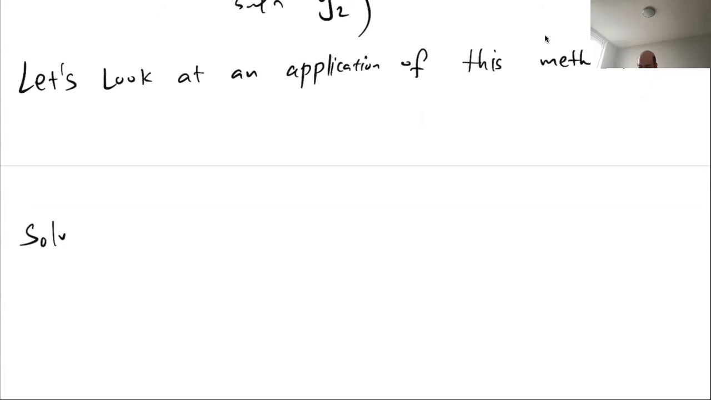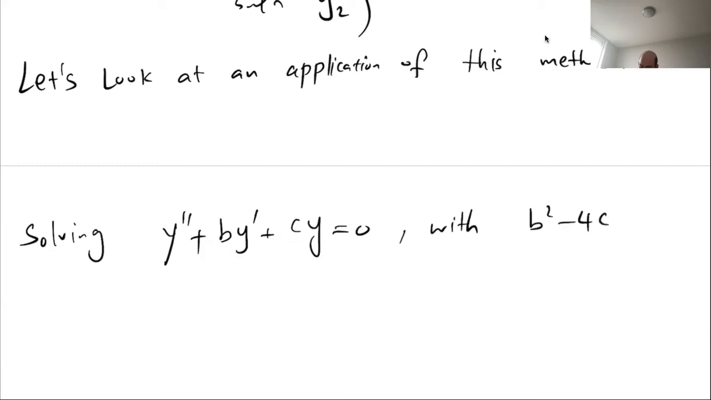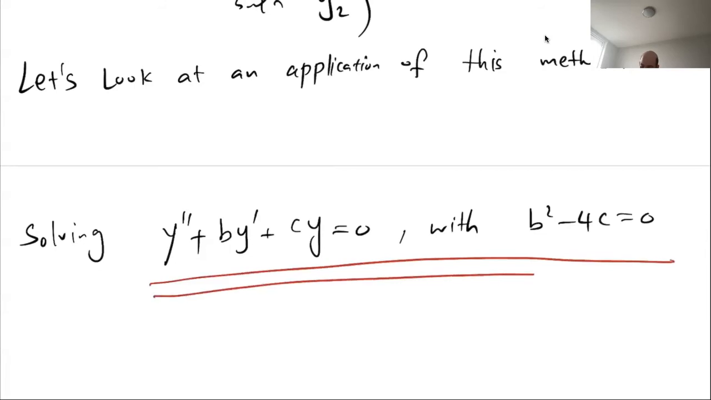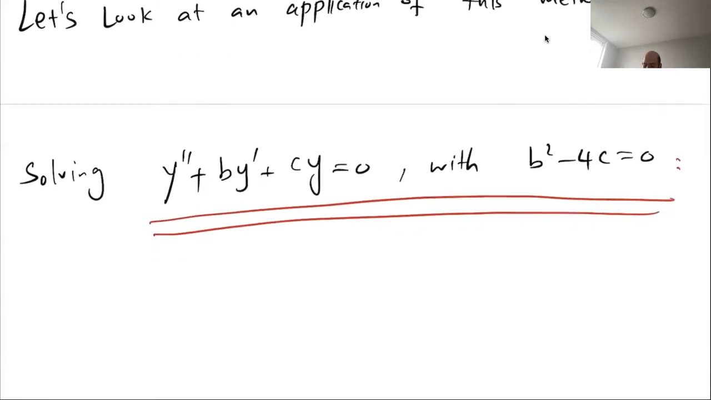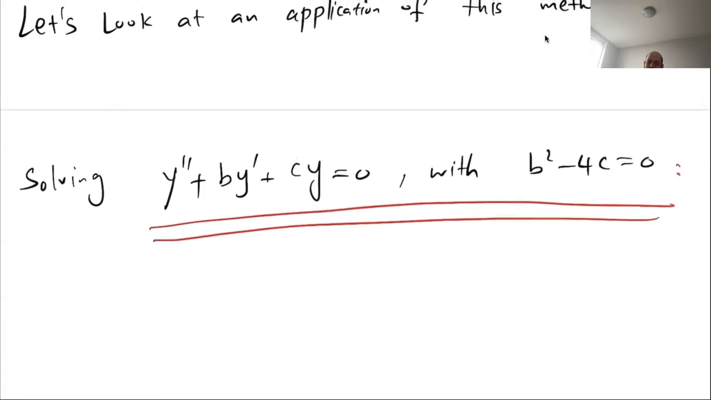So we want to solve y double prime plus b y prime plus c y equals 0 with b squared minus 4c equals 0. So let's say we have an ODE of this form, with the condition b squared minus 4c equals 0. So you may say, well, what if b squared minus 4c is not 0? b squared minus 4c could be positive, could be negative, could be 0.